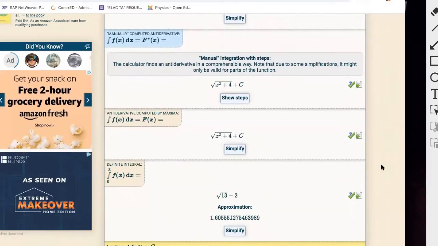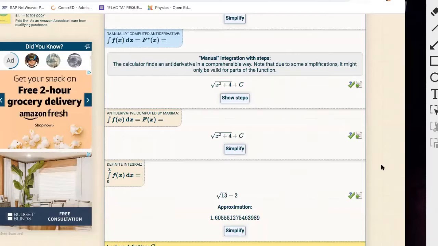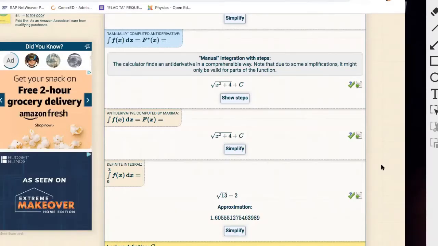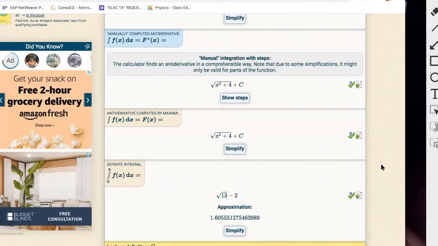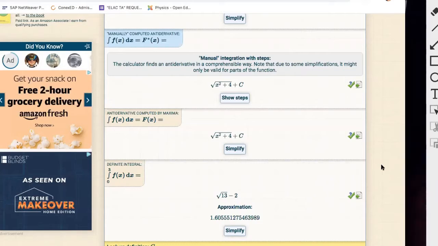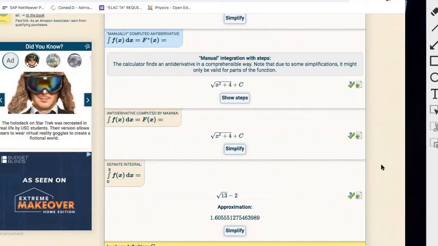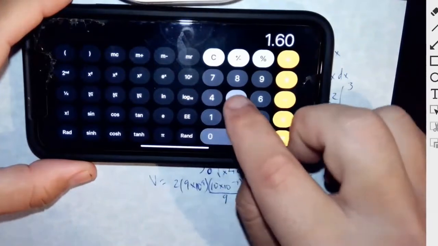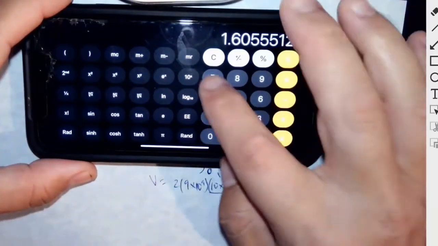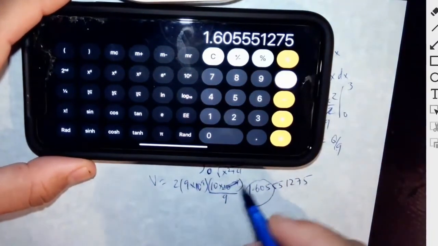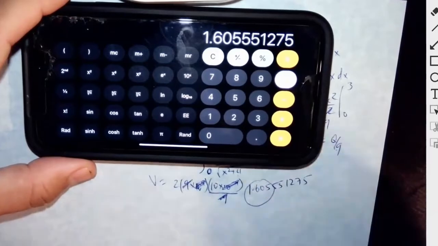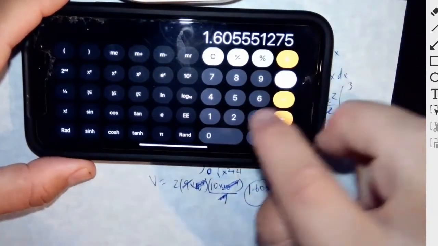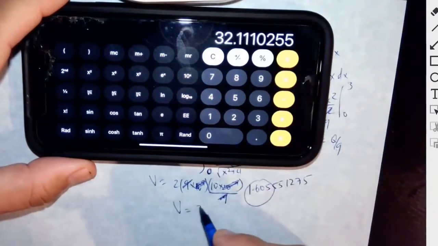Okay, 1.605551275. Let's write that down. So 1.605551275 times... well, this is going to be easy. The 9 is going to cancel the 9, so basically we just multiply this by 20. And V is going to be 32.111 volts.